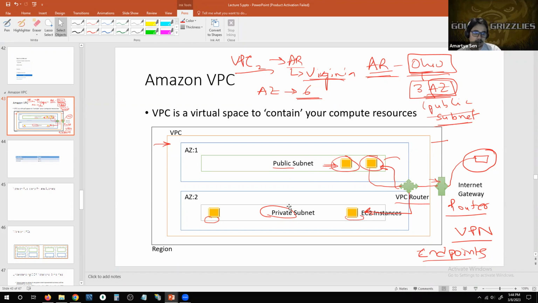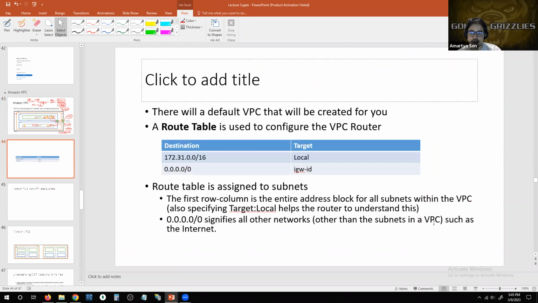If you declare everything as private, then you won't be able to connect with the external world, or the public internet infrastructure, or other AWS services, unless you establish a VPN or specify endpoints, that is, specific IP addresses of what you are trying to communicate with, right? Or who you are trying to communicate with.